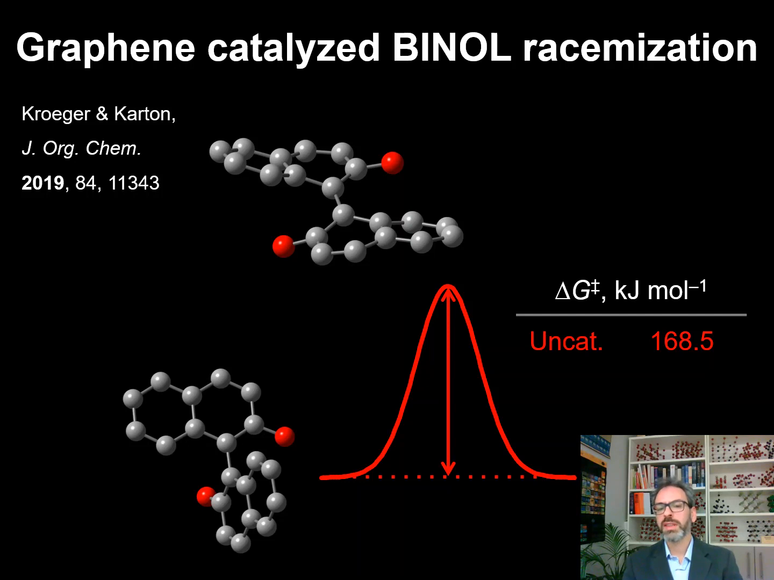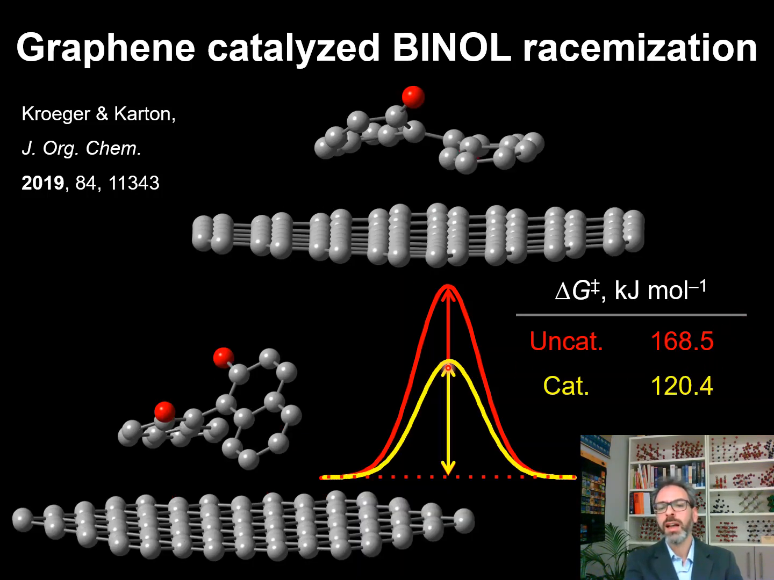For the uncatalyzed racemization, we obtain a relatively high reaction barrier height of 168.5 kilojoules per mole, and placing a graphene nanoflake catalyst underneath our BINOL reduces this reaction barrier height to 120.4 kilojoules per mole. Now, this reduction in the reaction barrier height is significant because it means that the uncatalyzed reaction will only be accessible at relatively high temperatures of over 200 degrees Celsius, but a graphene catalyst will make it accessible at much lower temperatures of below 100 degrees Celsius. And in a few slides, we will see why this is important for us.